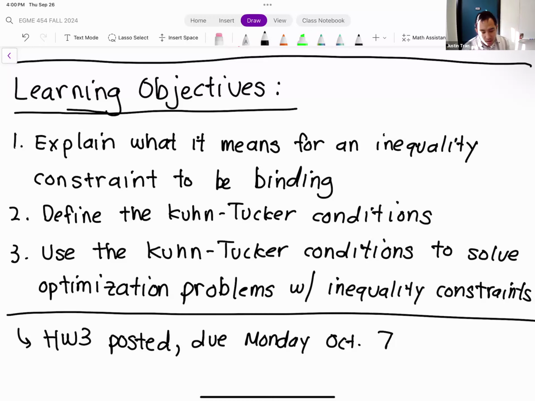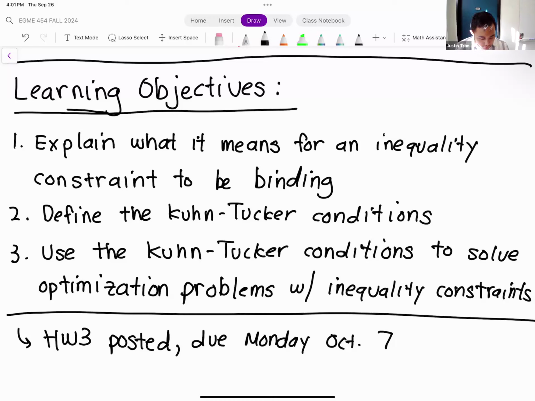At this point, you should be able to do about half the assignment. I'm hoping by the end of the day we'll finish all the inequality constraint material, and you'll be able to do the rest. Any questions I can answer before we get started for today? Okay, let's go ahead and get started.